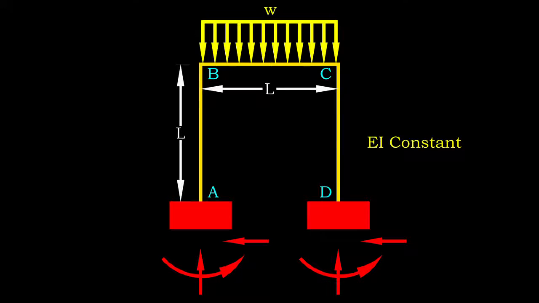In this video, we are going to solve for a frame structure using slope-deflection equation. The frame we are interested in now is a single-story structure, where its height and width are both L. The top of the frame is subjected to a uniformly distributed load W, and both legs of the frame are fixed.